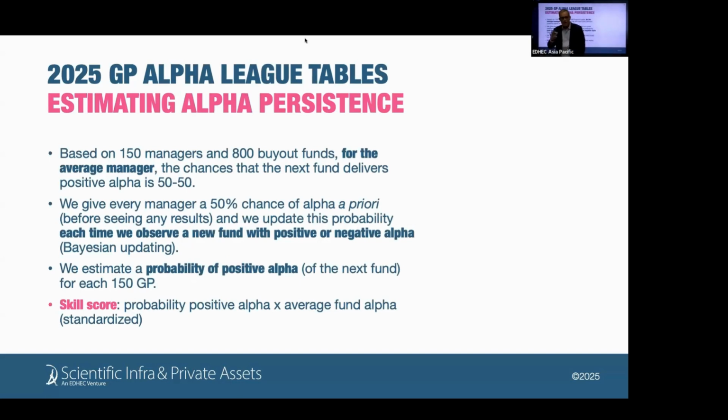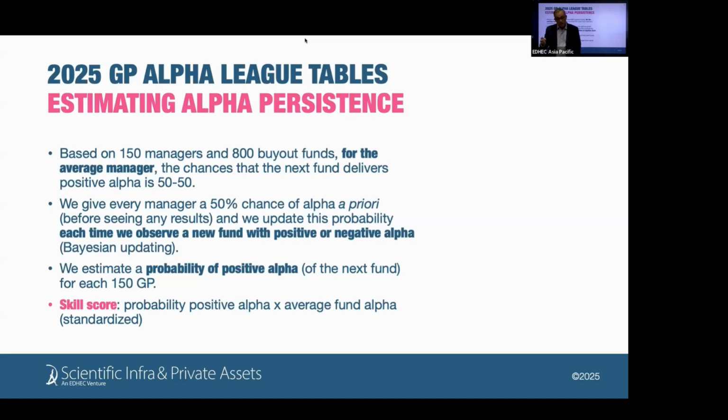So briefly, how do we look at this persistence question? We're going to start with a premise or a prior, as we say in statistics, which is that we take all the managers and we each give them, without knowing any more information, a 50% chance of generating positive alpha, because that's what the average is like. It's also a coin flip, so it's not a bad prior.